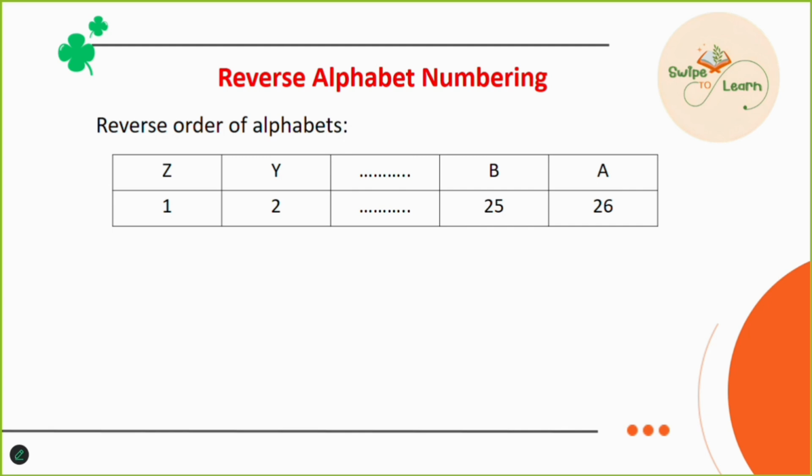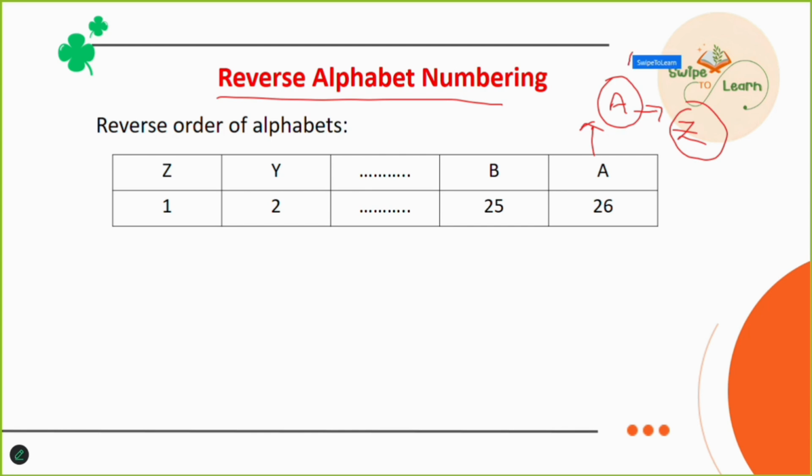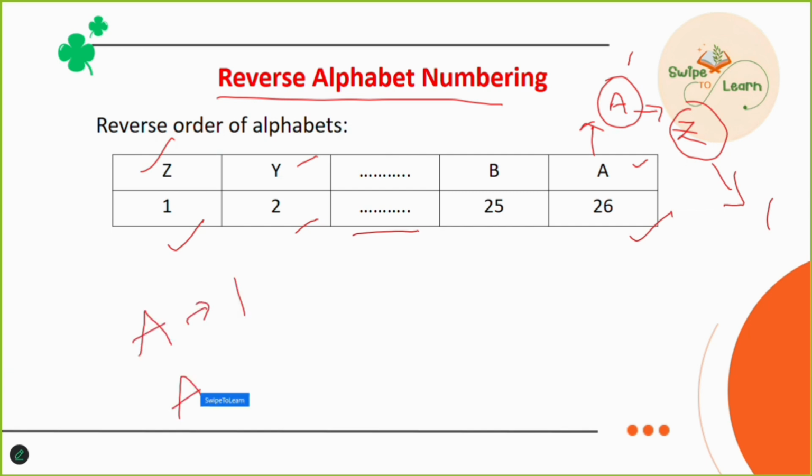Next, reverse alphabet numbering. Okay, now let's flip the script. The reverse of A is Z. A is the first one, and the reverse, the last one, is Z. First alphabet is A, last alphabet is Z. When we assign the numbers, we initially write A as 1 because it is the first alphabet. But now we have Z as the first alphabet. So we write Z as 1, Y as 2, and similarly A as 26. Initially A is the first one, but when reversing, it becomes the last one. The last one gets a number of 26.